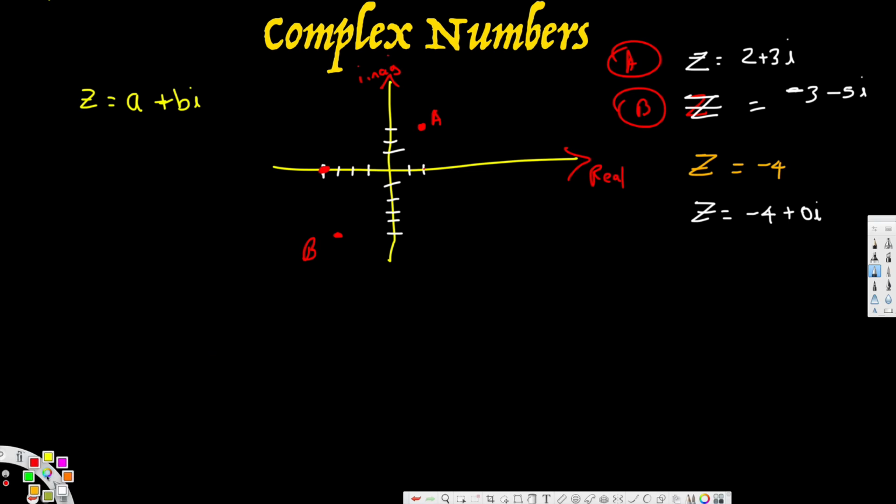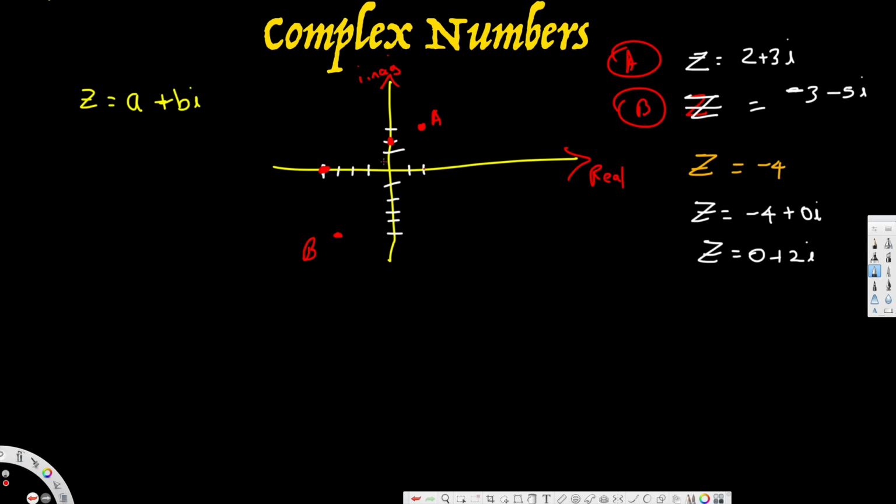Now let's say that we have a number given like this: c is equal to 0 plus 2i. It means we only have the imaginary number. That's going to be just the y-axis. So the 2 is going to be right here. That's how we can locate complex numbers in a graph.